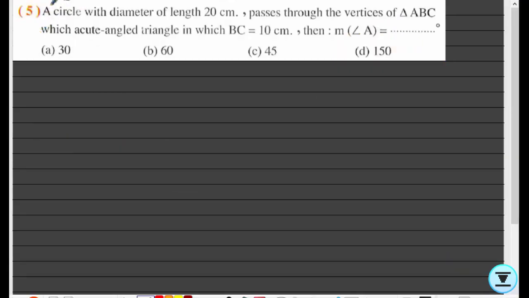Question number 5. A circle with a diameter of length equal to 20 centimeters. So we can write that 2r, the length of the diameter, equals 20 centimeters, passes through the vertices of triangle ABC, which is an acute-angled triangle in which BC equals 10 centimeters. Now I'll draw the triangle ABC.